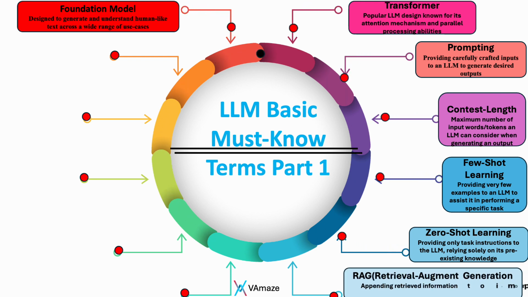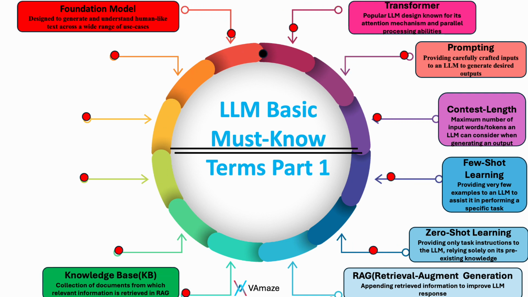The next is called RAG. RAG is retrieval augmented generation. Basically, appending retrieved information to improve the LLM response is called RAG. And the next concept is called knowledge space. Knowledge space is the collection of documents from which relevant information is retrieved in RAG. They're basically the data for the LLM. And the vector database is how we store the data, a vector representation of the knowledge base, aiding the retrieval of the relevant information in RAG.